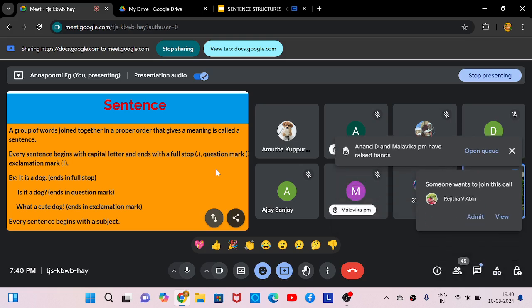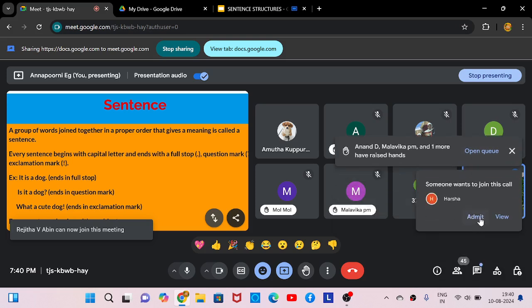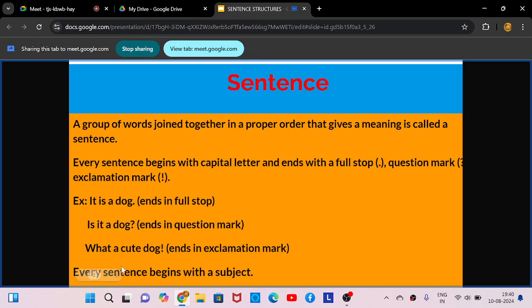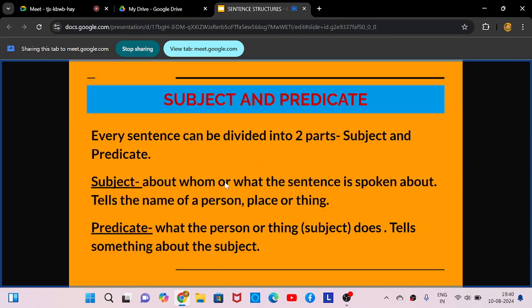Now, what is the third rule of a sentence? First rule is every sentence begins with a capital letter. The second rule is sentences can either end in a full stop, question mark, or exclamation mark. Now, what is the third rule? Every sentence begins with a subject. So, what is meant by a subject? This is what we are going to primarily understand today.